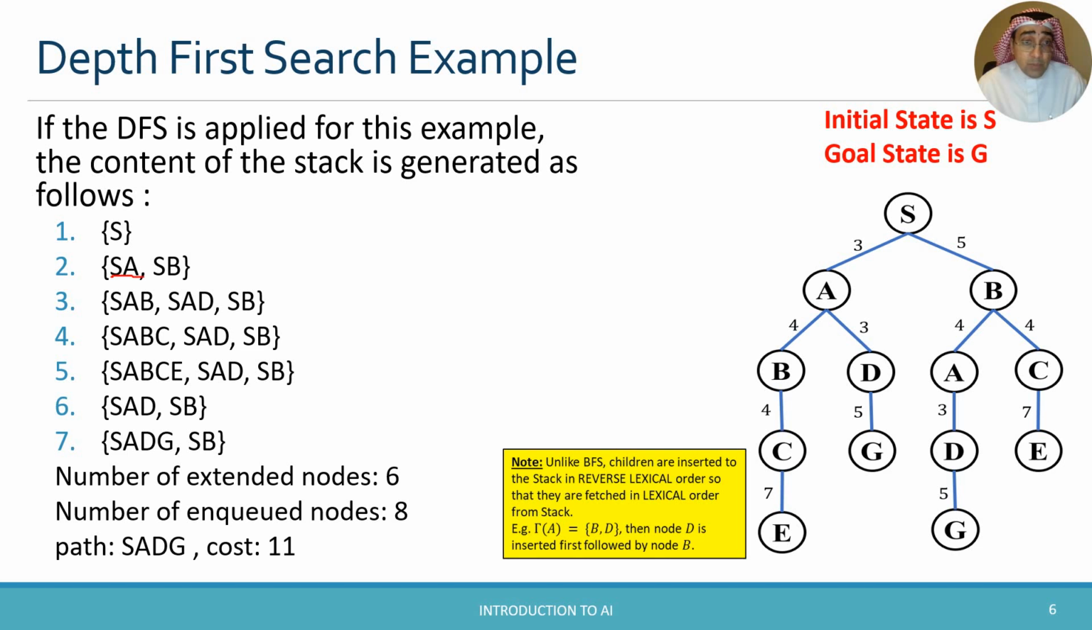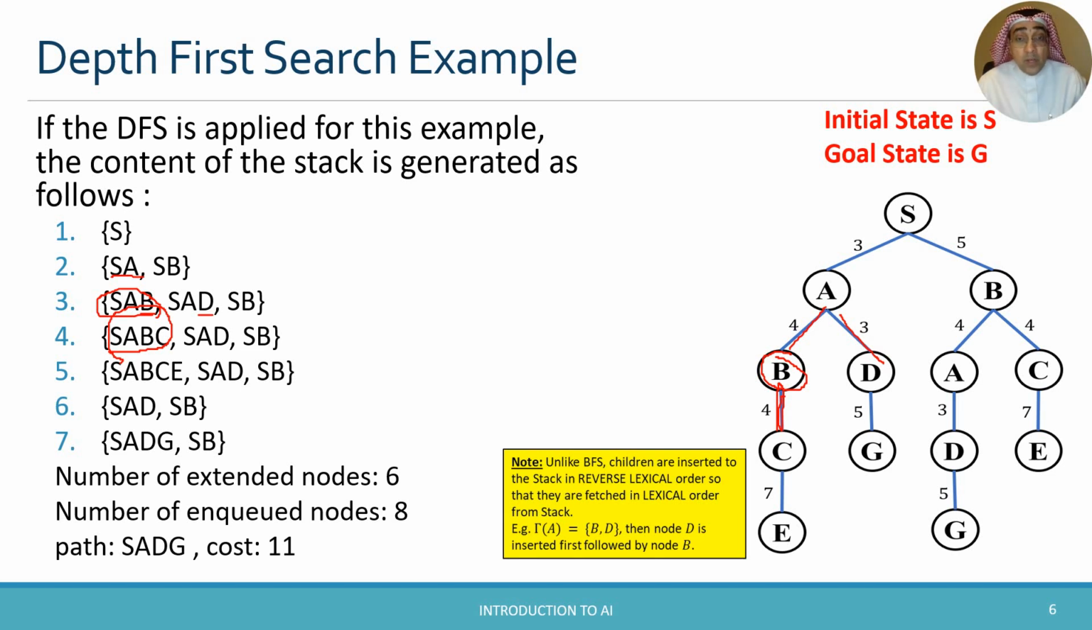So once we expanded the SA, we got the SAB and the SAD. We added the SAB and SAD, notice in lexical order, B before the D, we added them over here. Okay, then we're going to extract the SAB and delete it, and then we're going to append the children into the head. Notice SABC, we're going to append it to the head. It's going to come on top of the other ones, so it's going to be the first one.